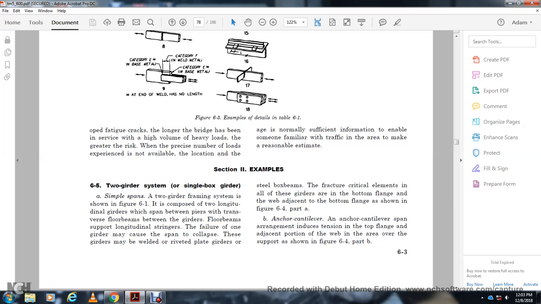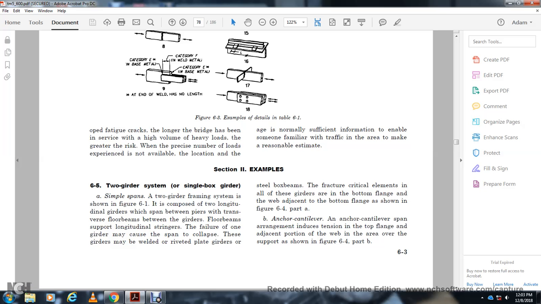Section 2 example, the two-girder system. A single span with a two-girder framing system is shown in Figure 6.1, with two longitudinal girders spanning between the piers, with transverse floor beams between the girders and the floor beam supports with longitudinal stringers. Failure of one girder may cause the span to collapse. These girders may be riveted plate girders or steel rolled beams, prone to fracture.